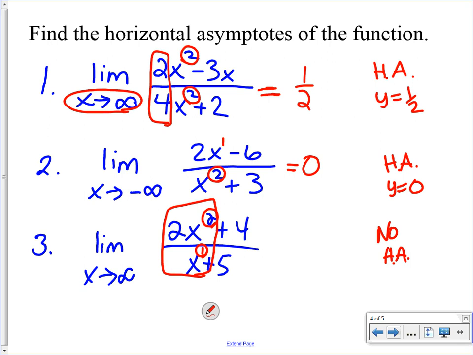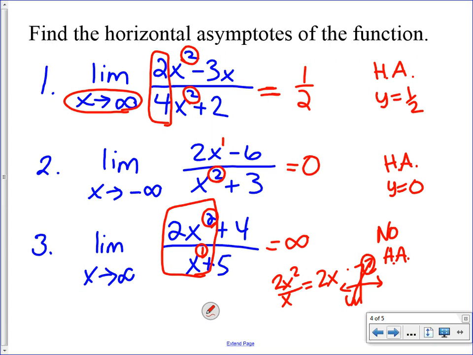So think about if you have 2x squared over x. That would simplify to just 2x. So think of the end behavior of 2x. That is a linear equation with a positive slope. So something like that. So the end behavior as x approaches infinity, this would approach infinity.